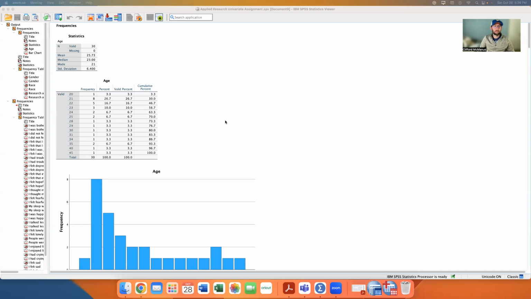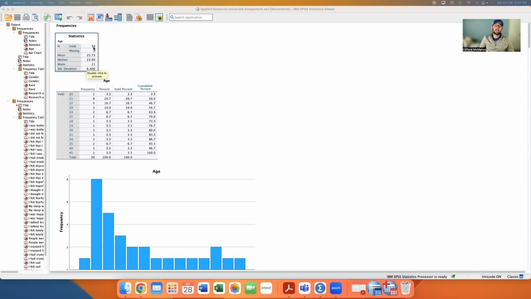Hello, Cliff McManus. I am doing my univariate analysis from the data set provided to me by the University of Kentucky College of Social Work. The data set had 30 respondents and 29 variables, one of those variables being the ID number associated with each respondent. So starting off with age, I've created a frequency table and a statistics table here.